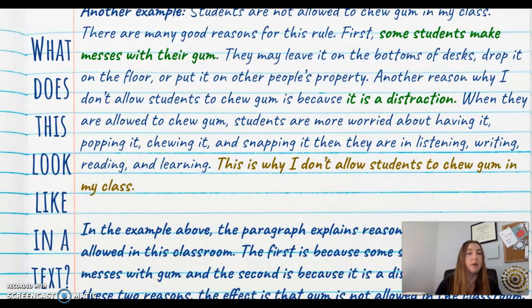She did a really nice job writing about this. And again, when you are looking into your text later, you're going to see if you can identify a cause and effect relationship within your text.